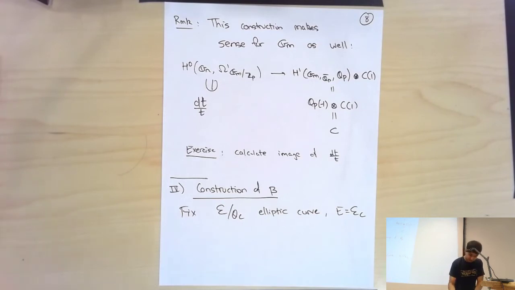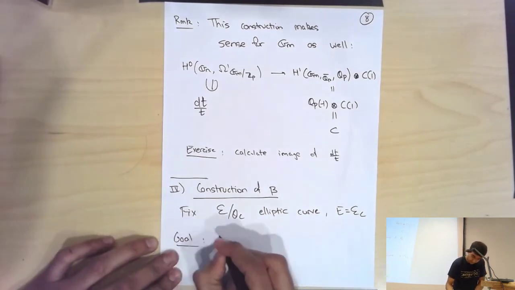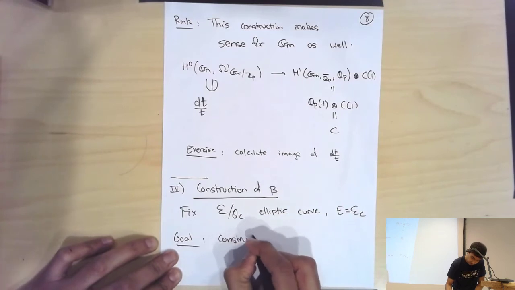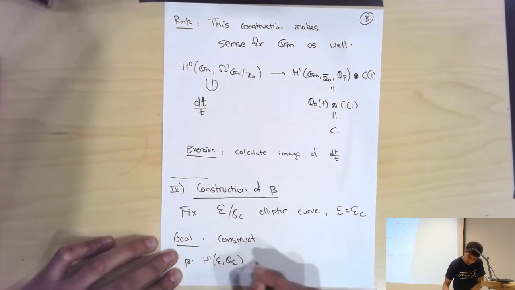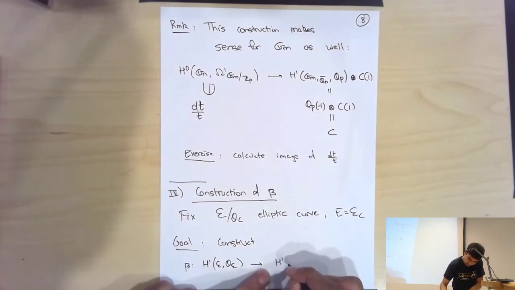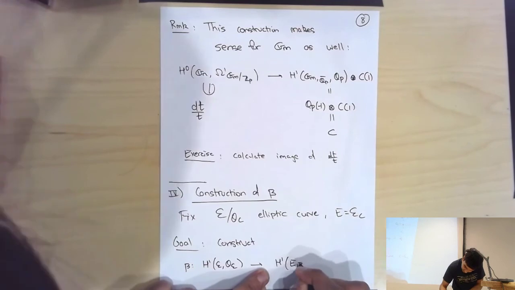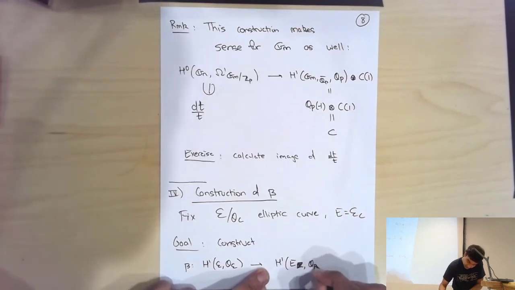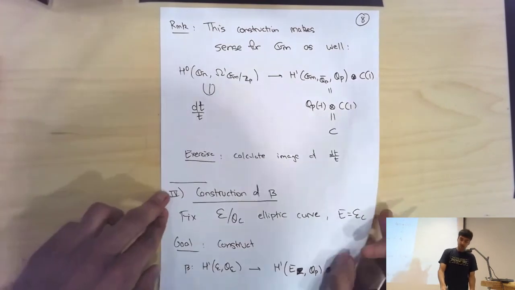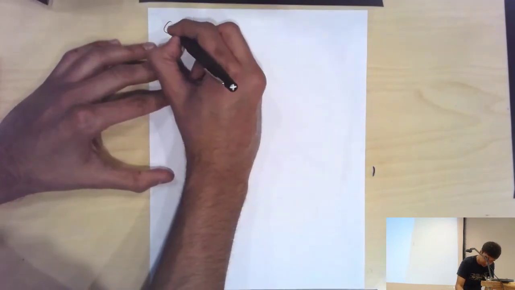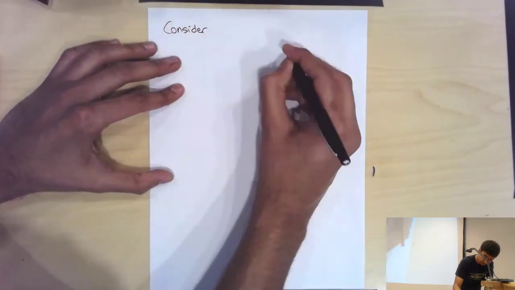And the goal is to construct this map beta, which is going from H^1 of E into H^1 of my elliptic curve, or sorry, E with Q_p coefficients tensored with C, in some natural way. And so this is where we use the inspiration coming from the perfectoid theory. So we consider one of the objects that showed up in Kiran's talk. So consider the inverse limit of multiplication by p on the elliptic curve.